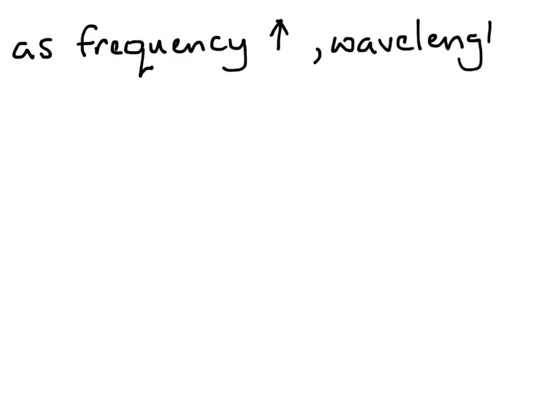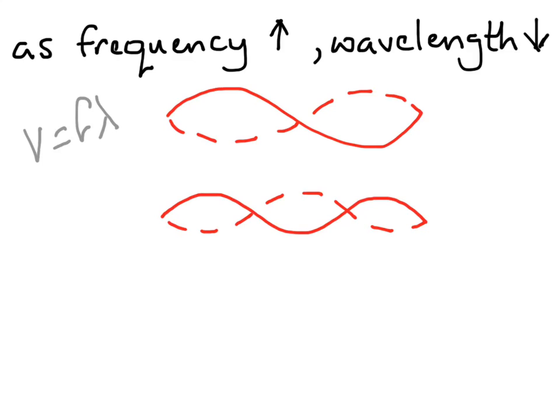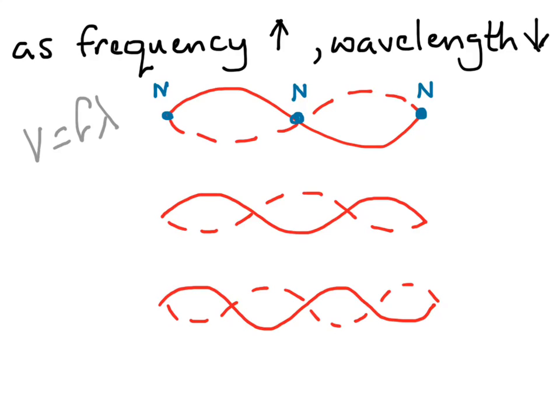Now, if you shake the rope harder, the frequency will go up. So the equation is v equals f lambda, so as f increases, lambda decreases. So here's our wave. If you shake it harder still, you get 3 loops. Faster still, and 4 loops, and so on. You can just keep going.